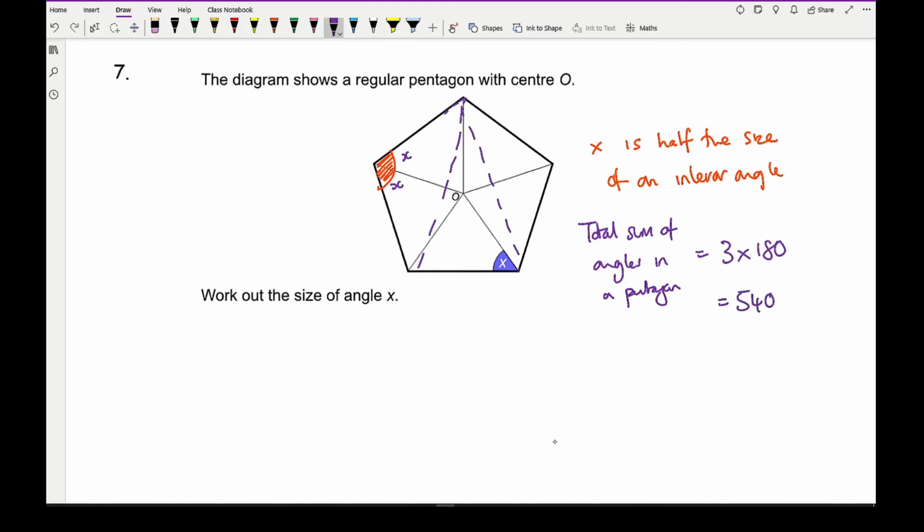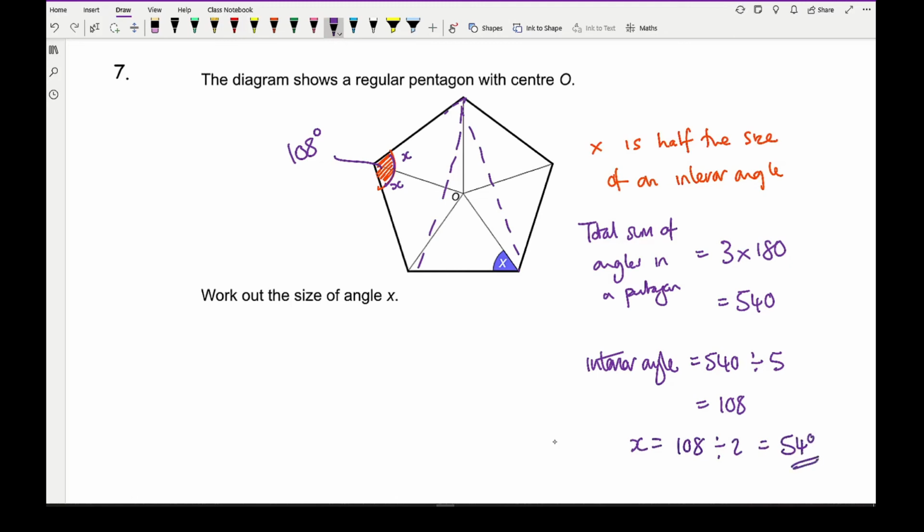Now if I then do that, an interior angle is going to be 540 divided by 5, and that gives me an answer of 108. So this angle here is 108, and if X is half of that, then X is going to equal 108 divided by 2, which gives me an answer of 54 degrees.